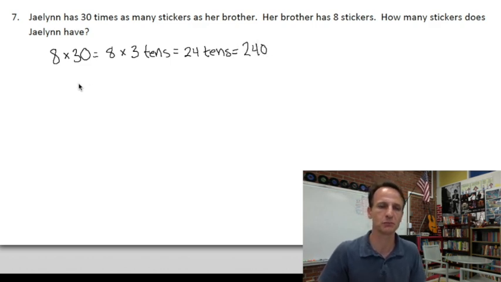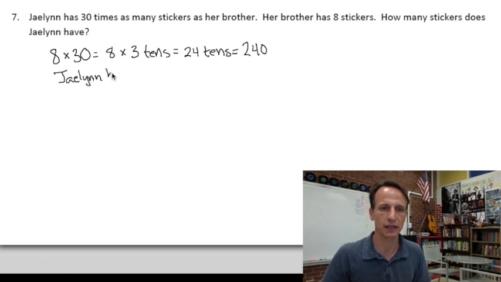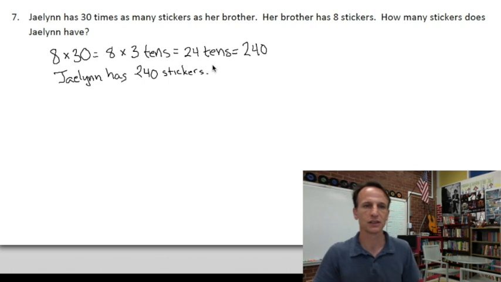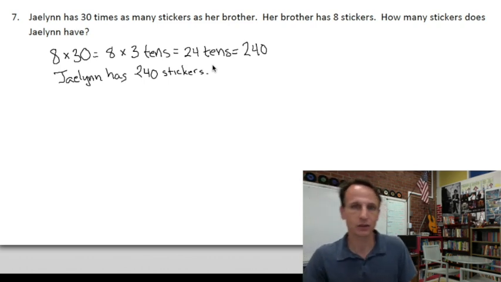So there's our math. Let me just write a statement, a very simple one here. Jalen has 240 stickers. Nice job with the stickers, Jalen. He's got a decent collection. These are just flying by, huh? And there's only one left.